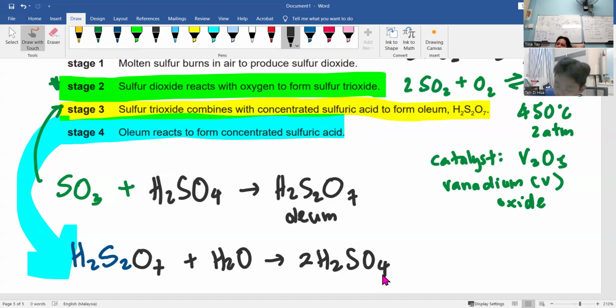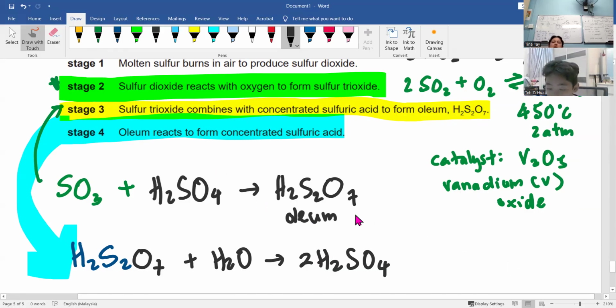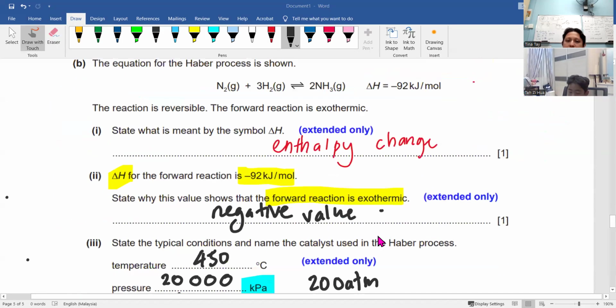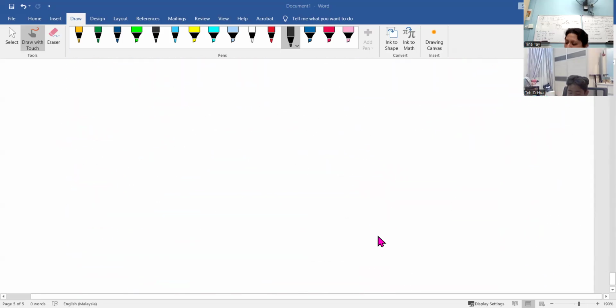Okay, so this is called the contact process. The contact process is used to make sulfuric acid. Okay, so why do we want to make ammonia and why do we want to make sulfuric acid? What is it used for? These are two very important processes in the industry.